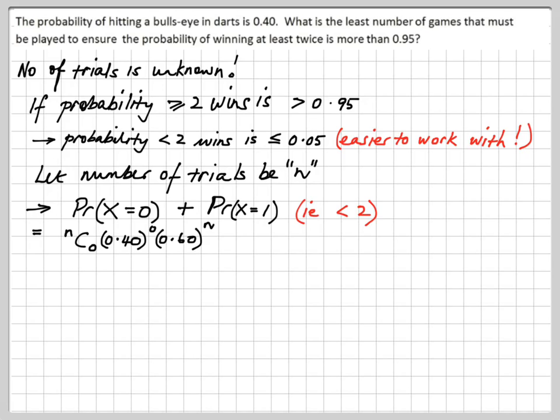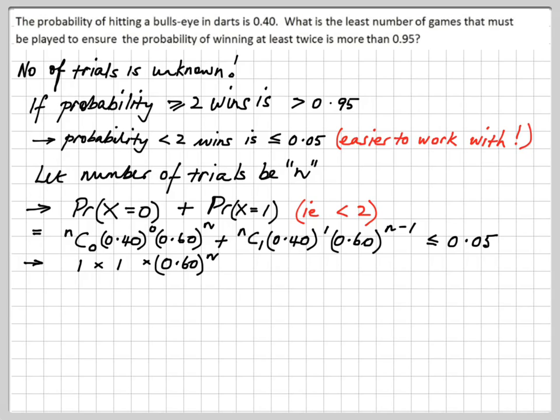No wins is nC0 times 0.4 to the 0 times 0.6 to the n. Remember the chance of getting a bullseye is 0.4. So that's that one. Now here comes the next one: nC1 times 0.4 to the 1 times 0.6 to the n minus 1, whatever n is. That's what we're going to find out. Now that has to be less than or equal to 0.05. Do you get that? I think we do.